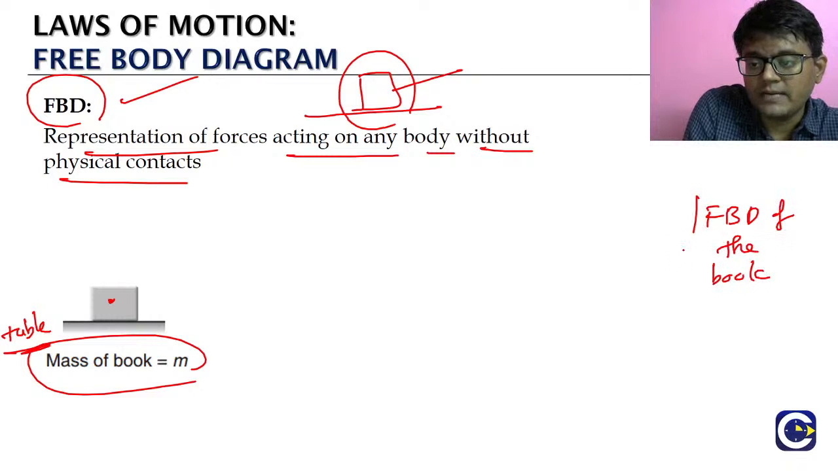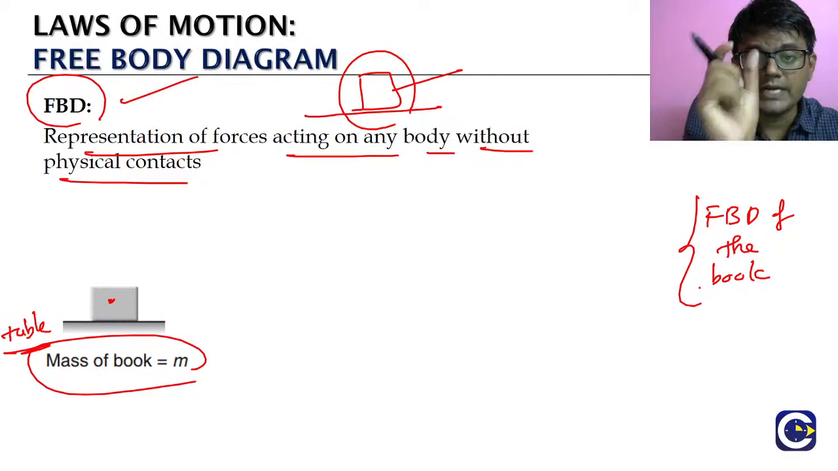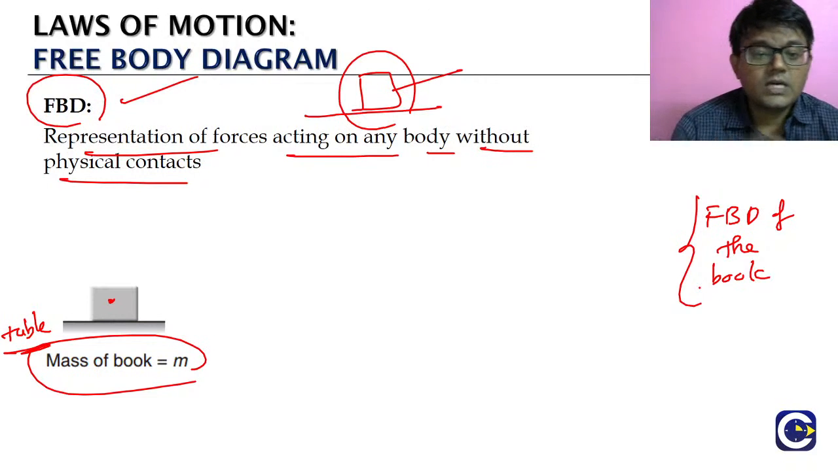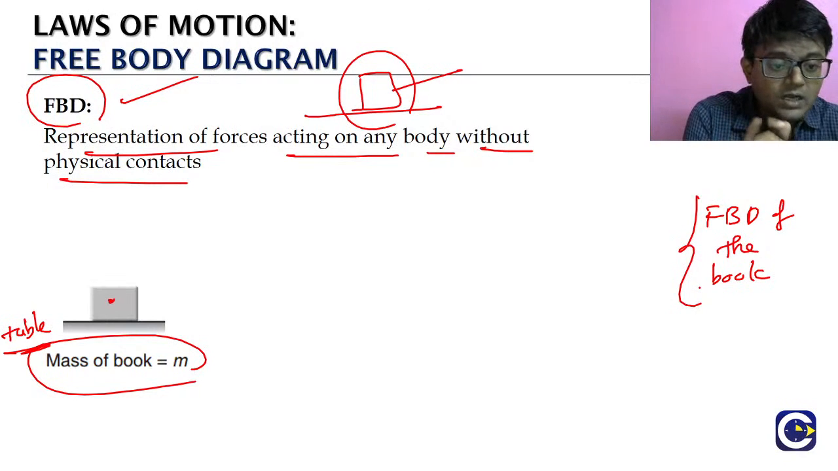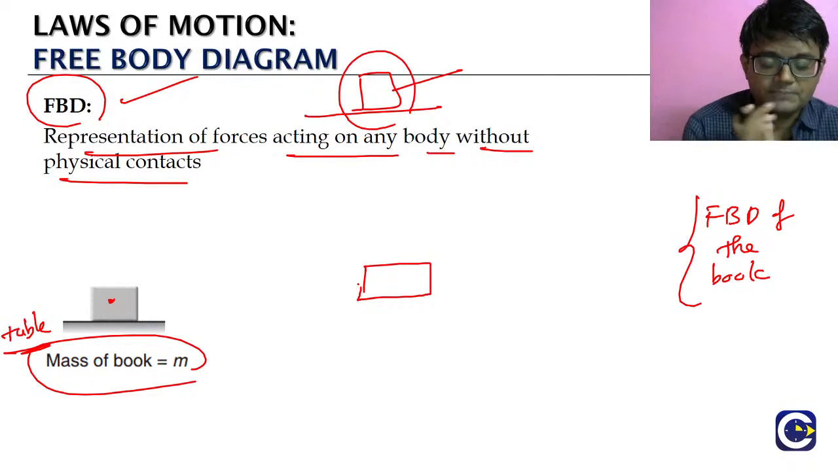We should draw the free body diagram of that book. So what do we need? We should know what all the forces acting on the book are. Look here. Let us say we will represent the book, just representing that object as it is first.